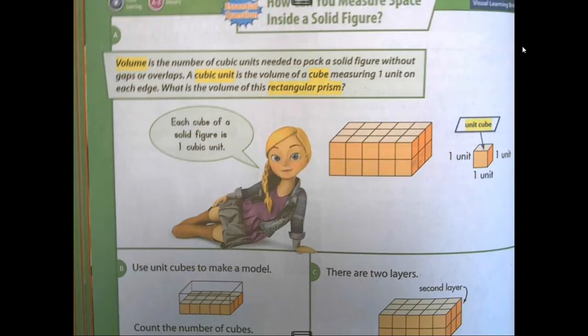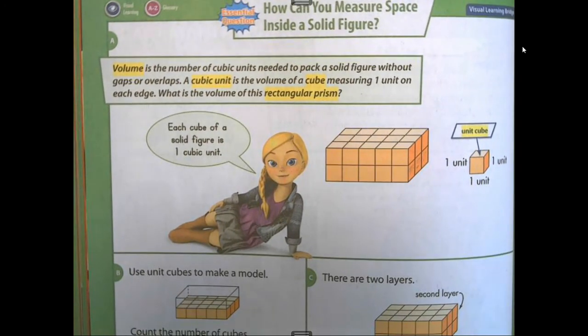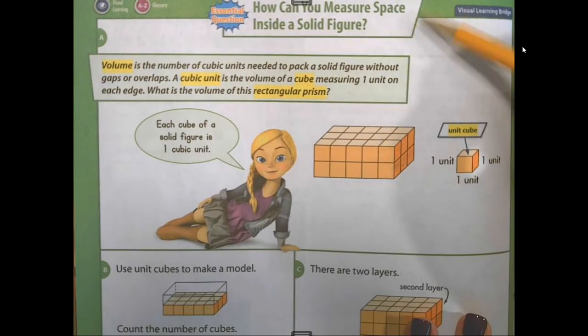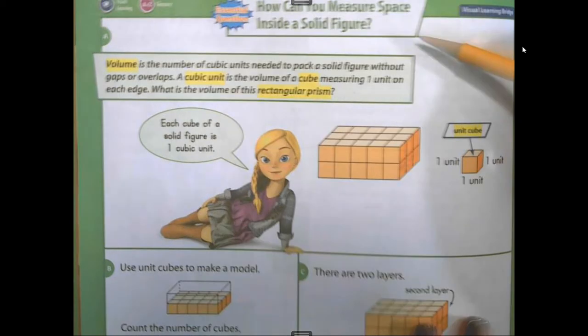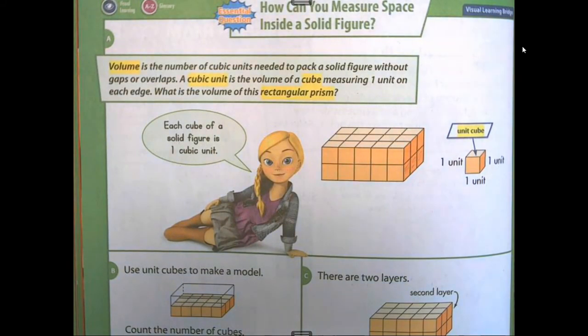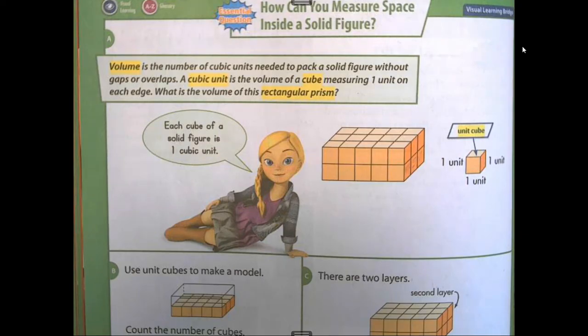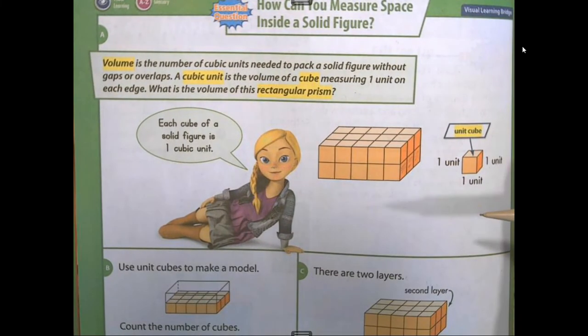All right, our essential question that's going to guide us through this lesson and that we want to be able to answer when we finish with today's lesson is, how can you measure space inside a solid figure? So volume is the number of cubic units needed to pack a solid figure without gaps or overlaps. A cubic unit is the volume of a cube that measures 1 unit on each edge.